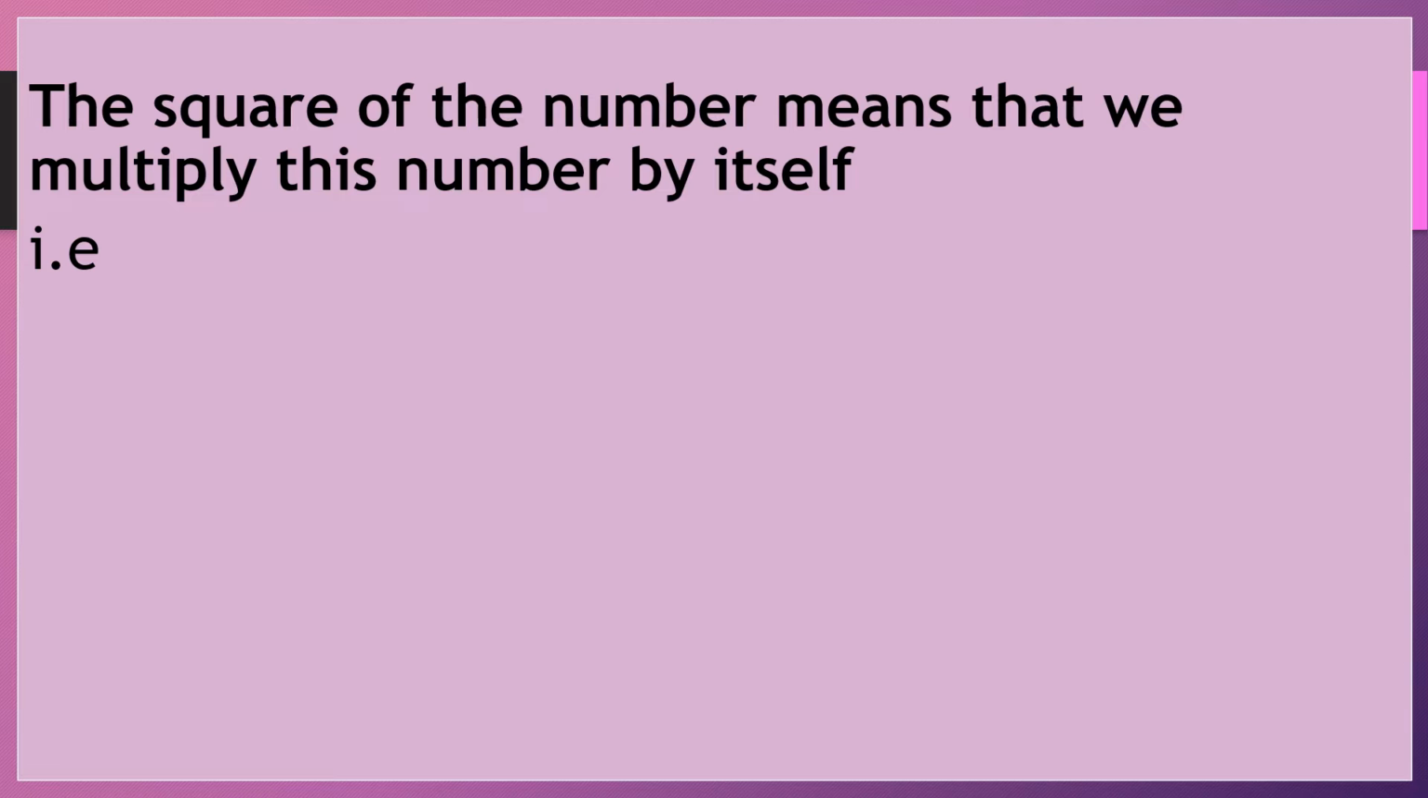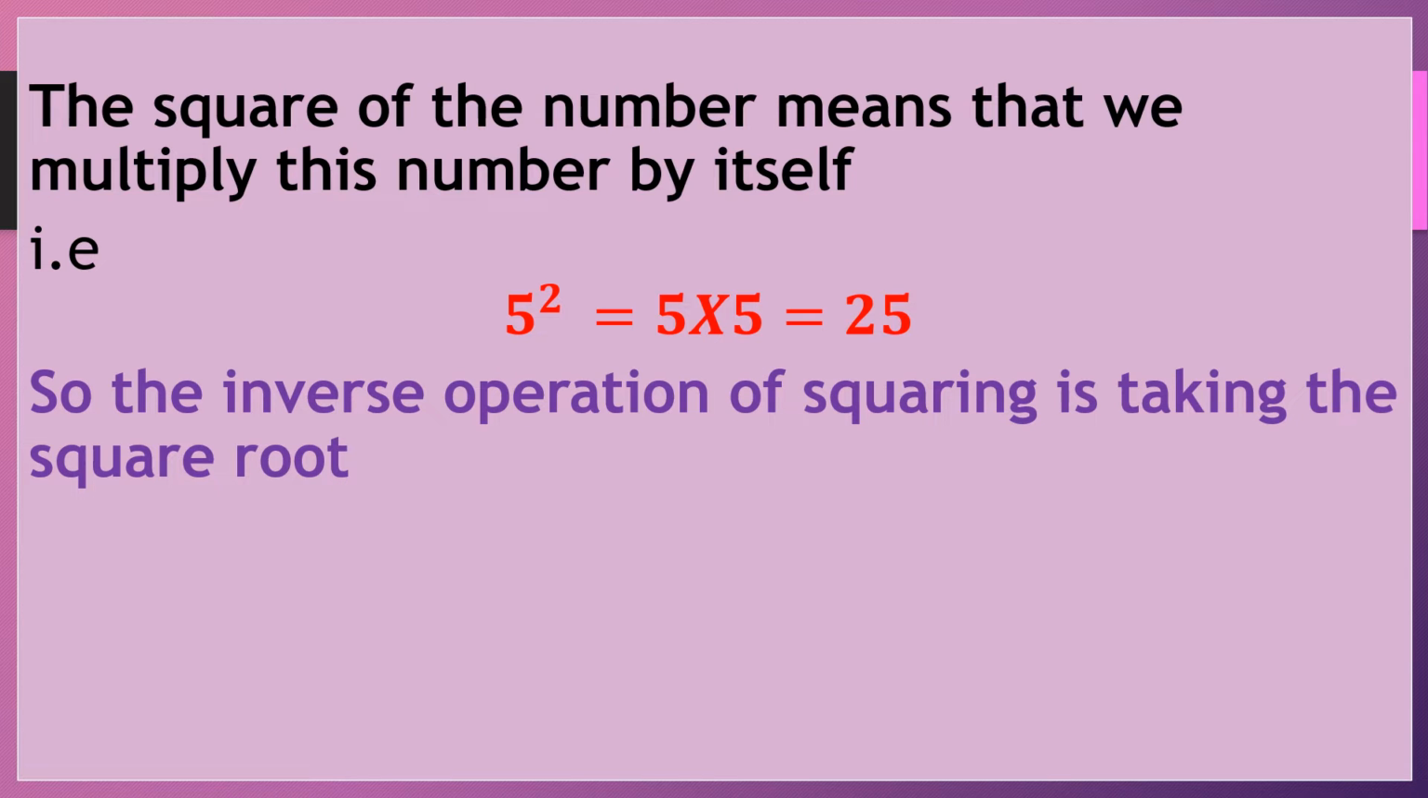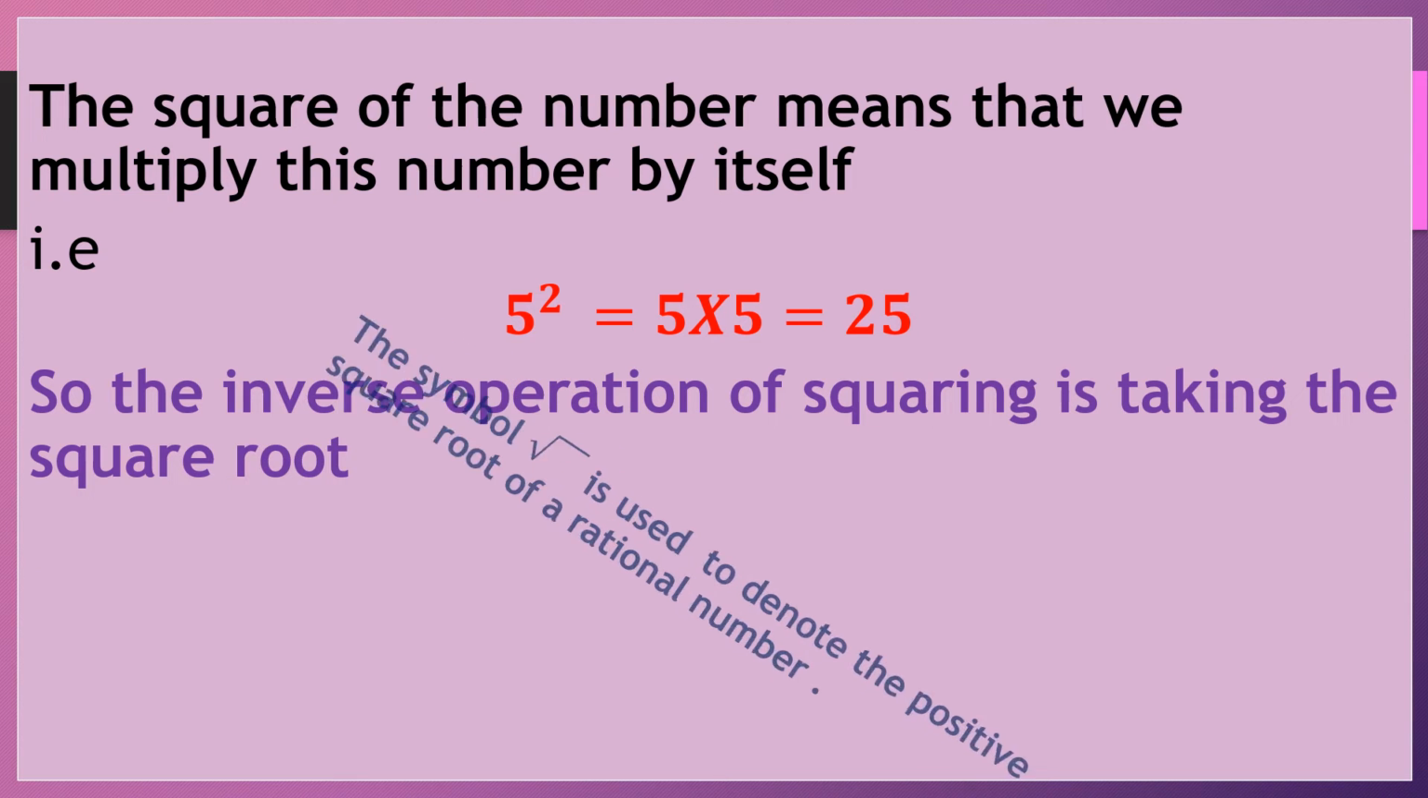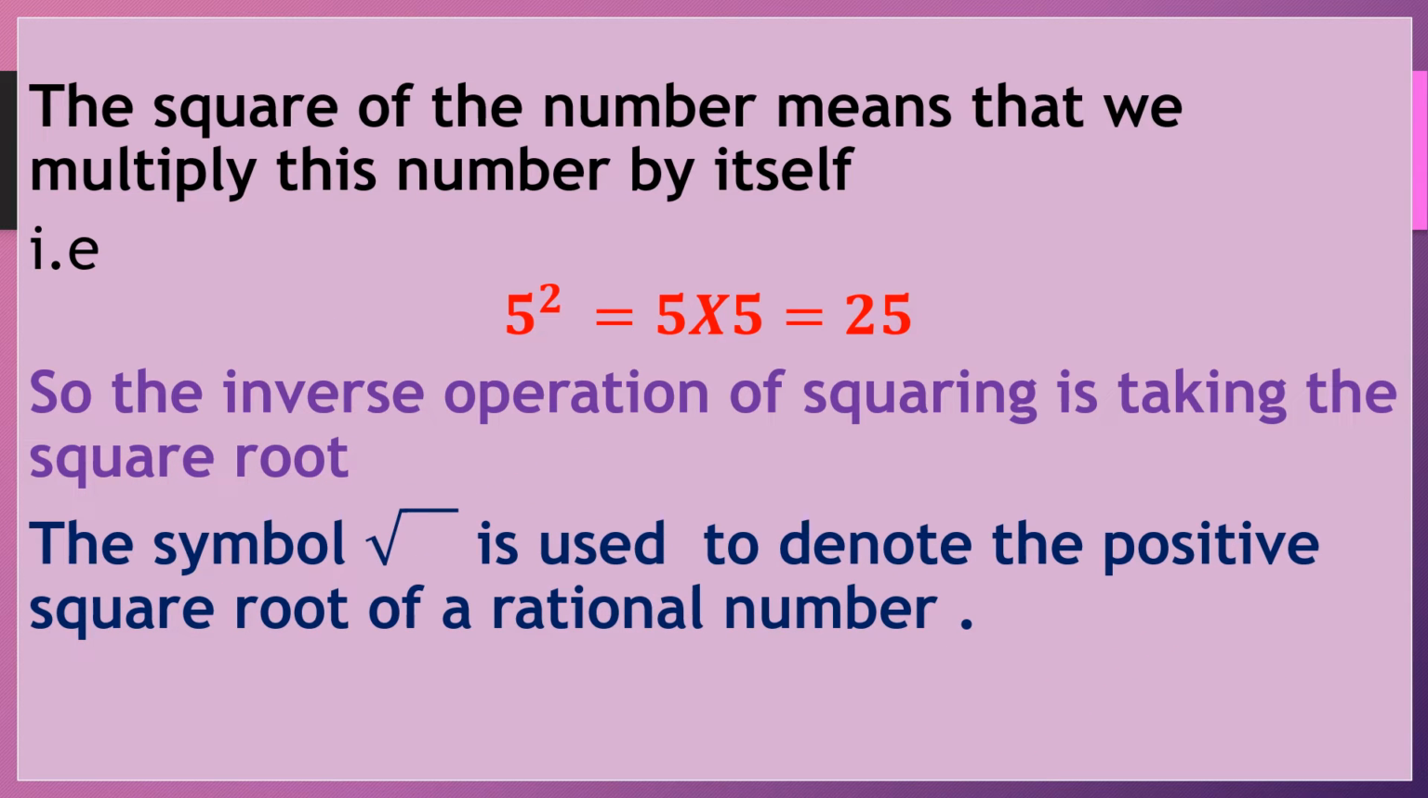The square root of a number means that we multiply this number by itself. For example, 5 power 2 equals 5 times 5 equals 25. Okay? So the inverse operation of squaring is called the square root. The symbol of a square root is used to denote the positive square root of the rational number. So we can only find the positive square root of any rational number, not the negative number, okay?